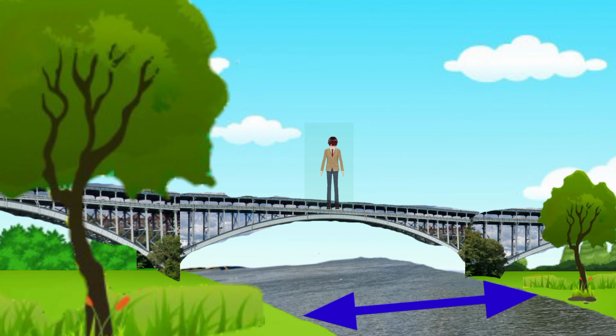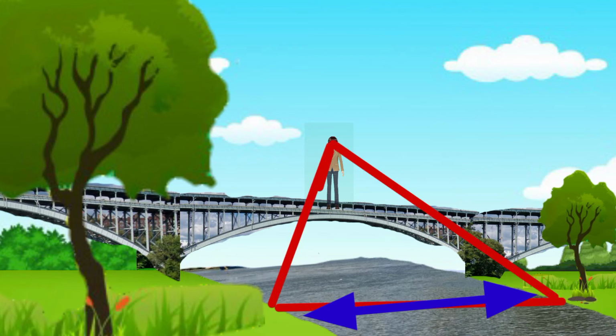The person should draw a line from the eye to the river bank on the right side as well as on the left side. A triangular shape is formed by drawing a line parallel to the bridge.